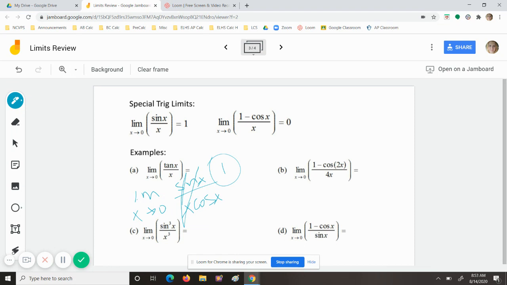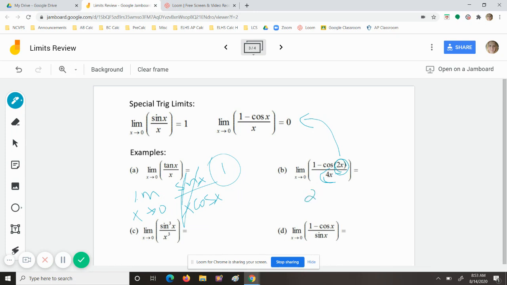Next one. Limit as x approaches 0 of 1 minus cosine 2x over 4x. Notice that these don't match up. It looks very similar to this identity or special trig limit, but it's got a 2x. The big thing that we need is we need these to agree. Whatever's in the parentheses here, we need to be the same here in order to use that special trig limit.